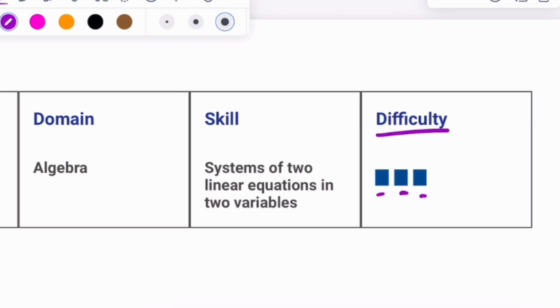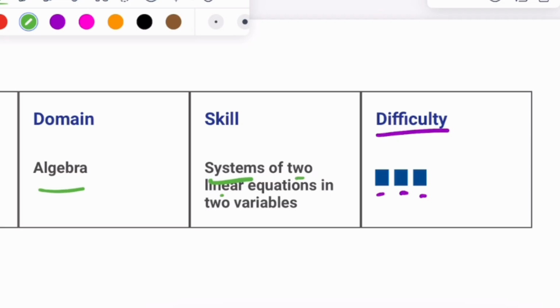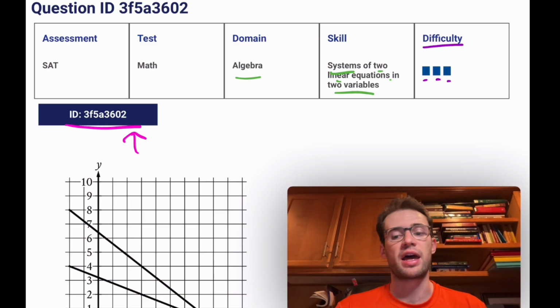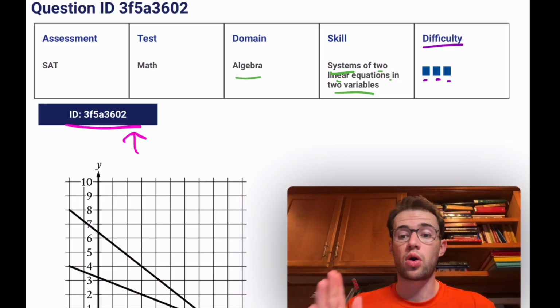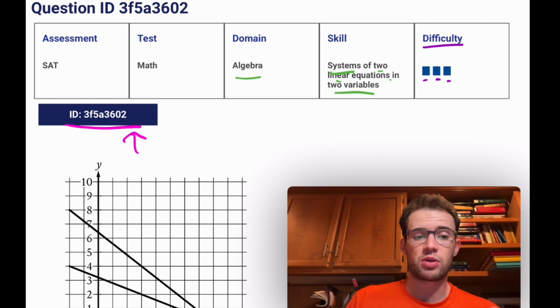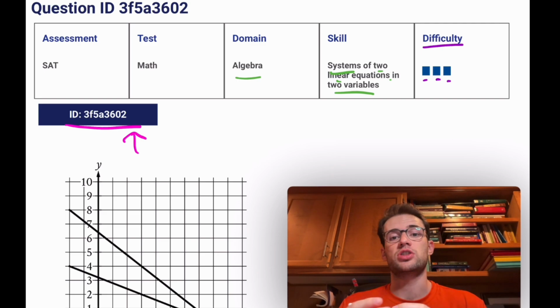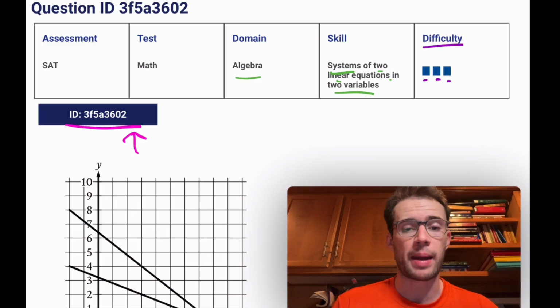Each of these questions, as I said, is in the domain algebra and the skill systems of two linear equations in two variables. For every question, there's a unique question ID. You can see that here in the top left. Those question IDs also are going to be listed in the video description. So if you look there, you can see the video description with the question ID and a timestamp for each question that tells you the exact minute and second where I start going over that problem.